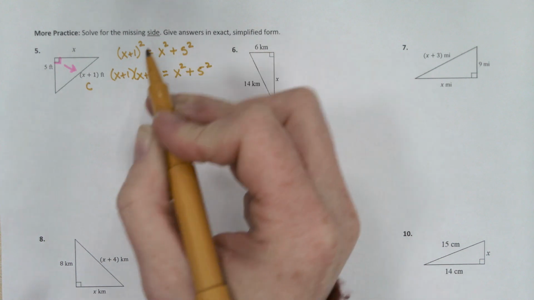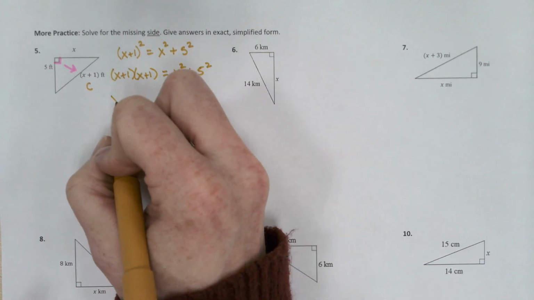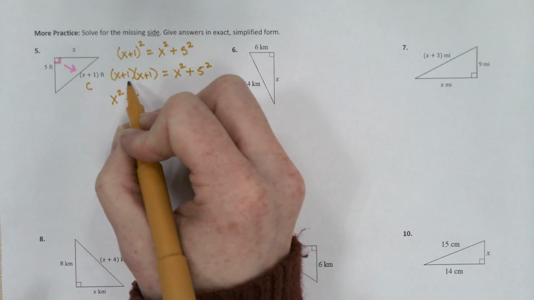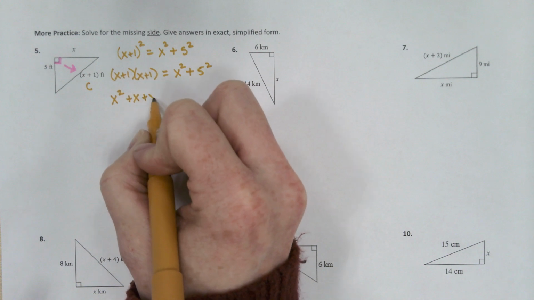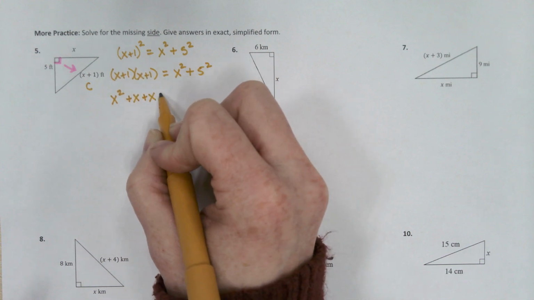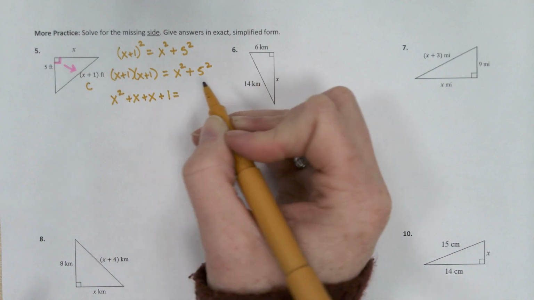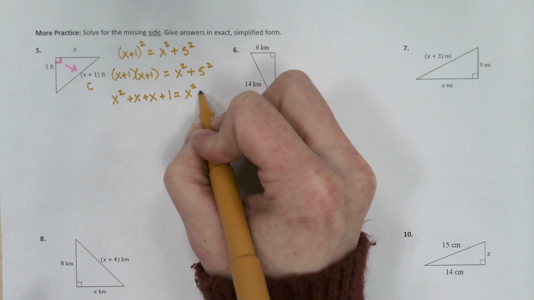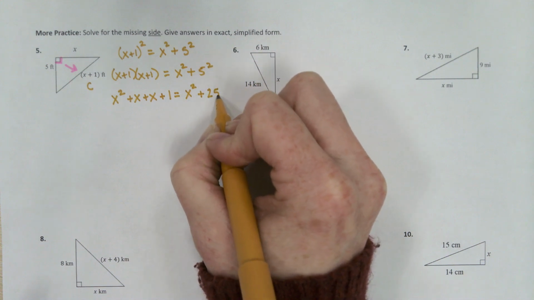So if I write that out so I can see it, x times x is x squared. X times positive 1 is positive 1x. Got another 1 times x for another positive 1x. And then positive 1 times positive 1 is 1. Over on this side, I've got an x squared, and 5 squared is 25.